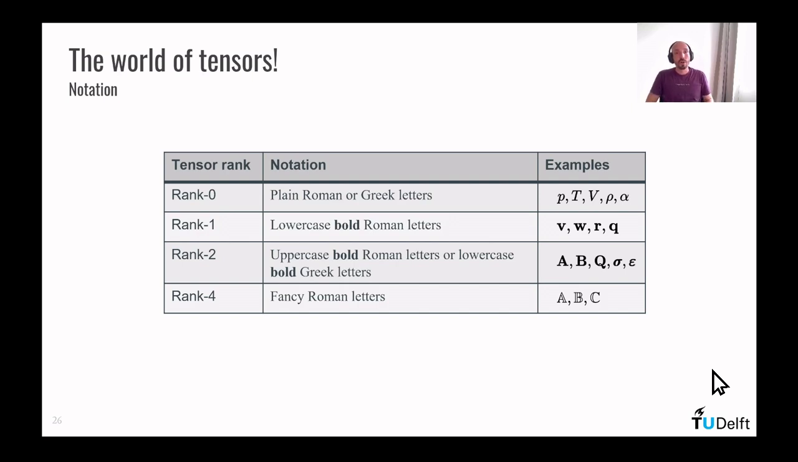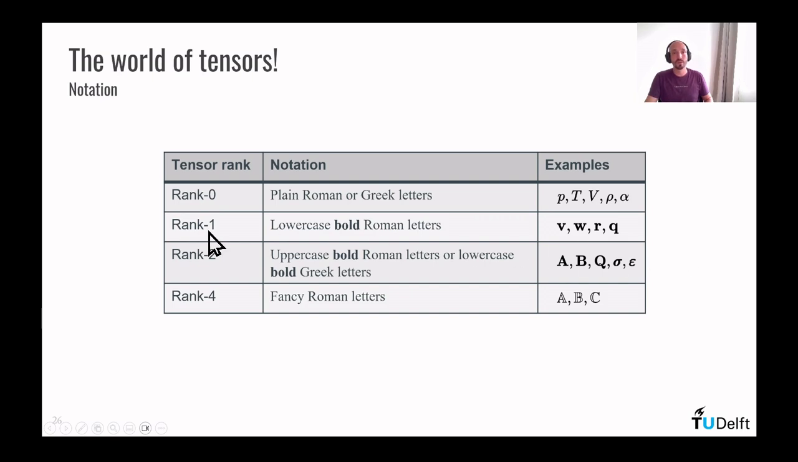Okay, I want to call your attention to the notation that we are using throughout these video lectures. To represent a rank 0 tensor, or a scalar, we're using plain Roman or Greek letters, just regular letters. For example, P, T, V for pressure, temperature, volume. This is rho for density, for example, alpha for a hardening parameter. Anyway, they are all scalars. They are all rank 0 tensors.